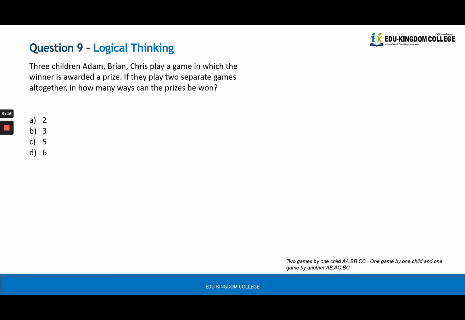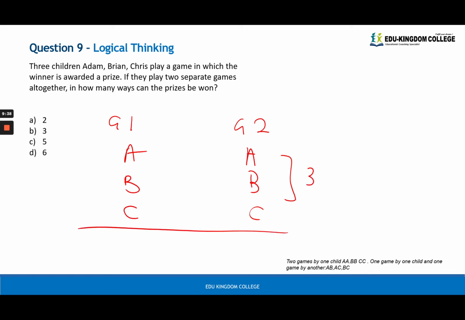Question 9. 3 children play 2 separate games altogether. In how many ways can the prize be won? So we can have game 1 and game 2. Remember, we can have the combinations if both of them are won by the same person. That's 3. But we can also have the combination where game 1 is won by one person and game 2 is won by another. So AB, AC, and BC.